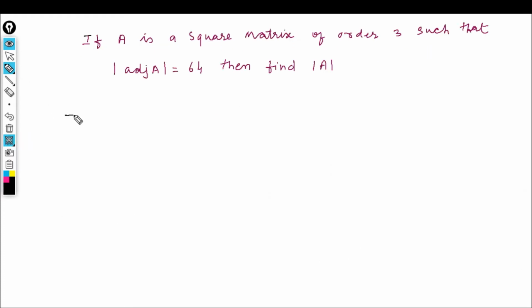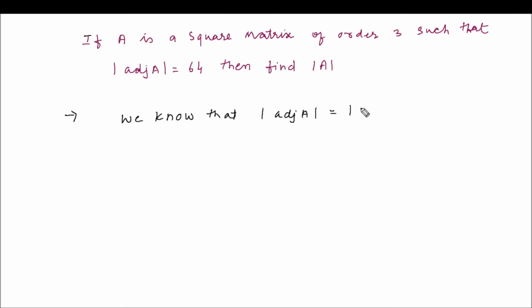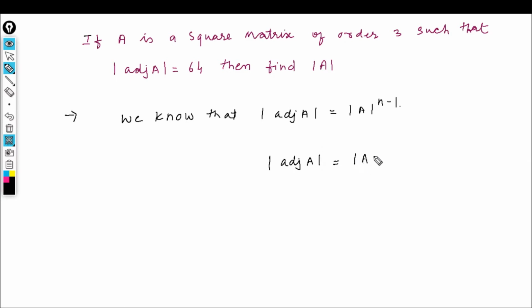So let us solve this one more question, bachcho. If A is a square matrix of order 3 such that determinant of adjoint of A is equal to 64, then we have to find the value of determinant of A. देखिए बच्चों, we know that determinant of adjoint of A is equal to determinant of A raised to n minus 1.